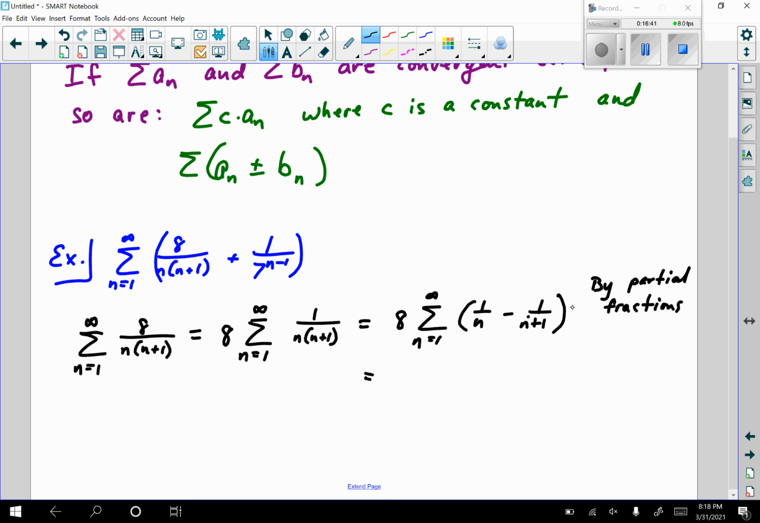So this would be a telescoping sum because we would get a 1 minus a 1/2, then we get a plus a 1/2 minus a 1/3, and so on. So the only part that would be left that would not cancel would be that first term. So this becomes 8 times 1, which is 8, since it telescopes.